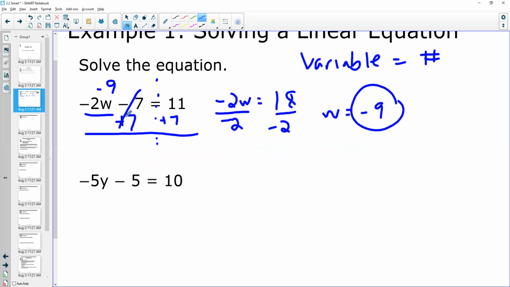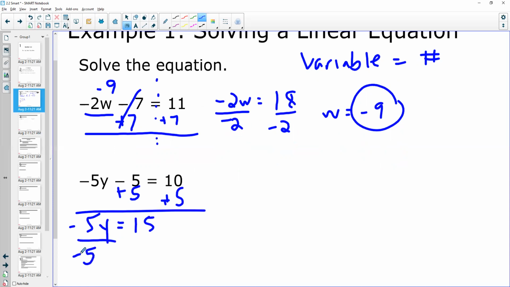All right, down here, we're going to follow the same process for the second one. I'm going to add 5 to both sides. And I get negative 5y equals 15. And then the opposite operation here is division. So I'm going to get y equals negative 3. You can go through and check. It's a practice you should do regularly. I'm not going to check them all, but it is something worth you doing.